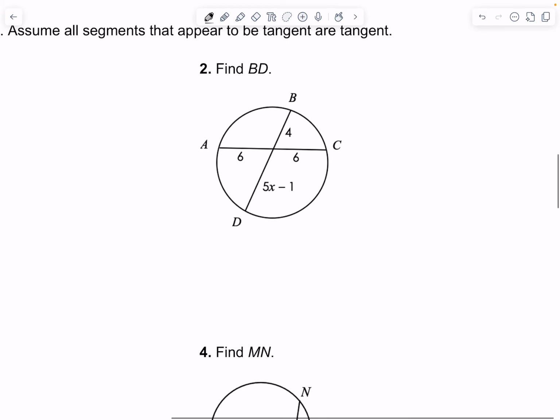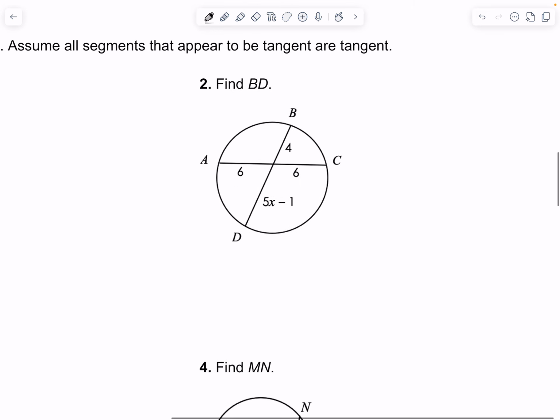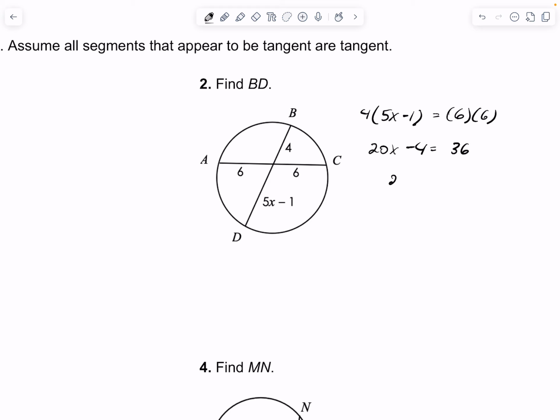Number 2. Find segment BD. Very similar to the one we just did, but this time I have 4 times 5x minus 1, so an expression, equals 6 times 6. So distributing, I get 20x minus 4 equals 36. Move that minus 4 over with addition, and you get 40, so x is 2.